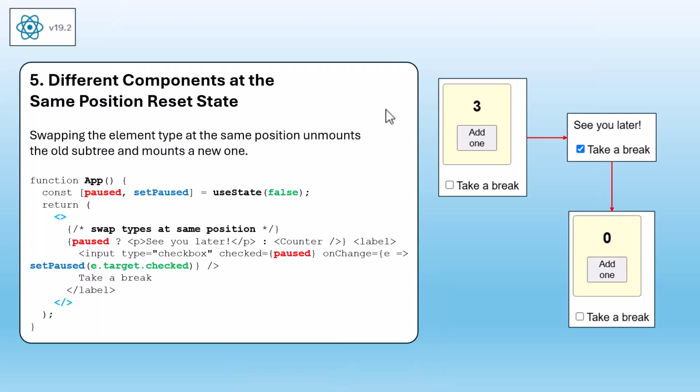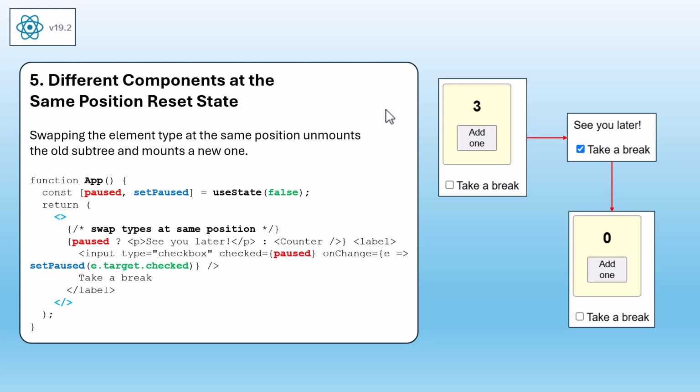5. Different components at the same position reset state. If you replace a component with a different type of component at the same position, React removes the old one and creates a new one. When this happens, the old component's state is destroyed, and the new component starts with its own fresh state. Even if the markup looks similar, React sees this as a completely different element because the type has changed. The same applies if you switch the wrapper elements around a component, say, from a section to a div. Because the structure of the tree changes, React resets everything below that point.